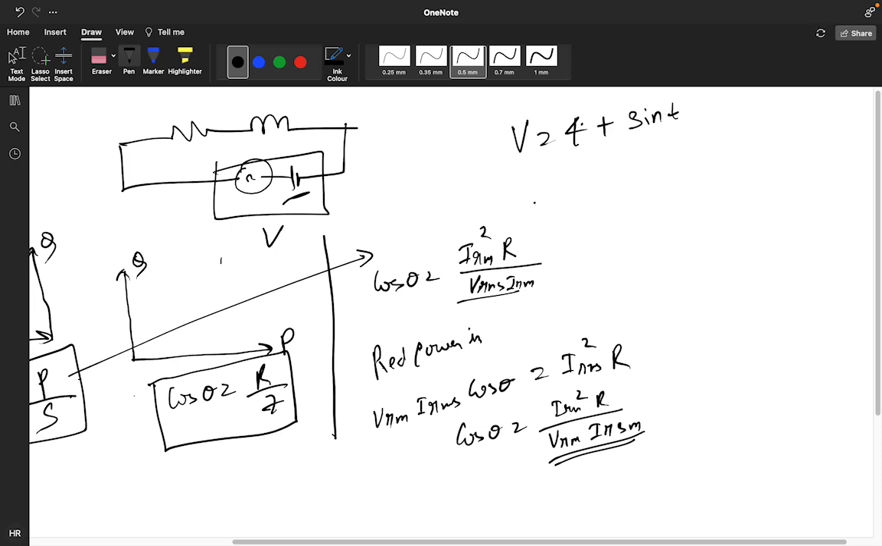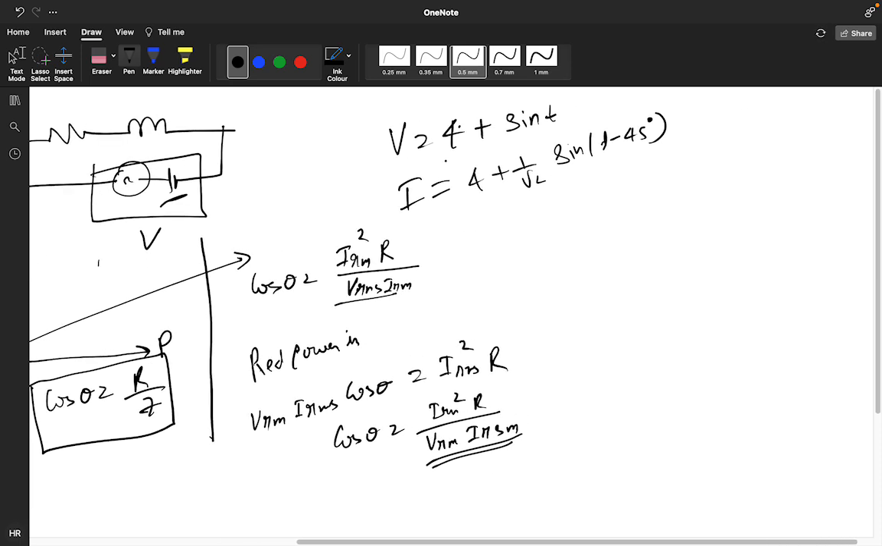Current you got. How much did we get for the current value? Right, tell me the equation. 4 plus 1 by root 2 sine (t minus 45 degrees). Correct? We got it like this. So if you find the overall VRMS value of this particular voltage, what will you get?